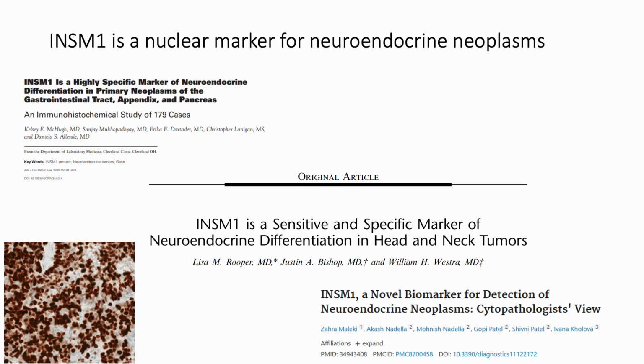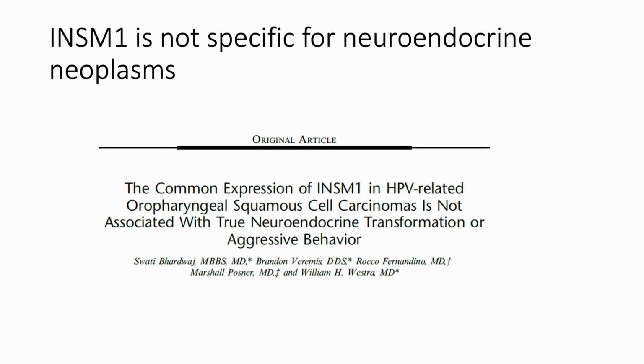INSM1 is a nuclear marker that has gained significant attention in recent years. Early studies suggested that it is both sensitive and specific for neuroendocrine tumors, with some even proposing that INSM1 could be used as a standalone marker for their diagnosis. However, in practice, INSM1 is neither entirely sensitive nor specific, and the diagnosis of neuroendocrine tumors remains challenging, still relying heavily on morphologic assessment.